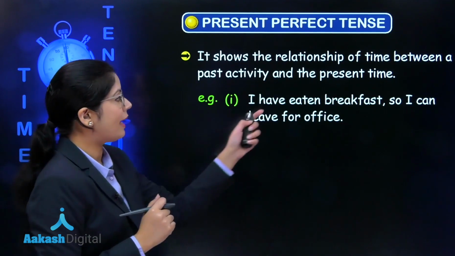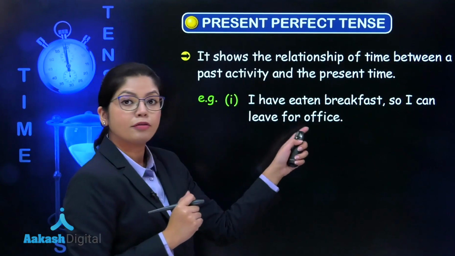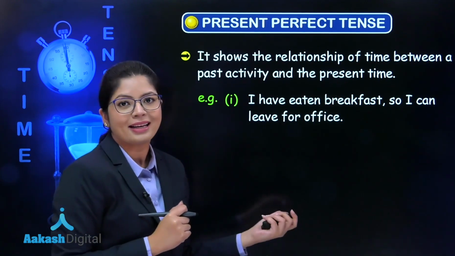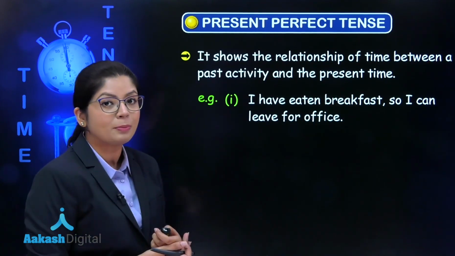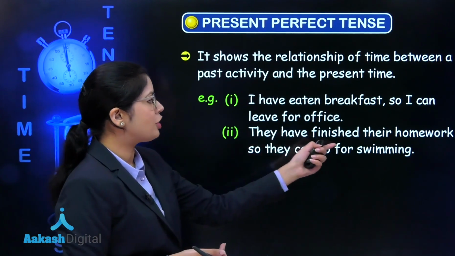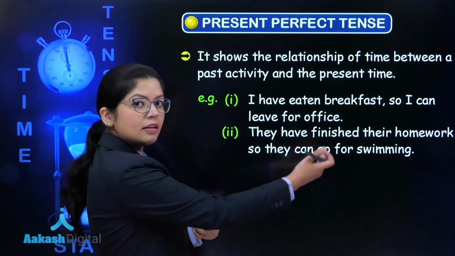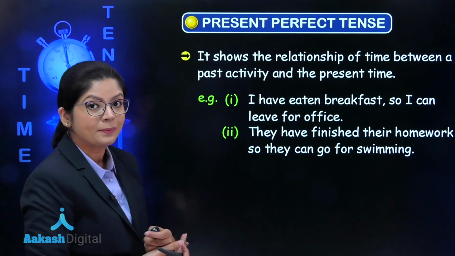For example, I have eaten breakfast, so I can leave for office. Because the first one has ended, I can do the second one. Therefore, it's called present perfect. Similarly, they have finished their homework, so they can go for swimming. First action has ended, thus the second one can begin.